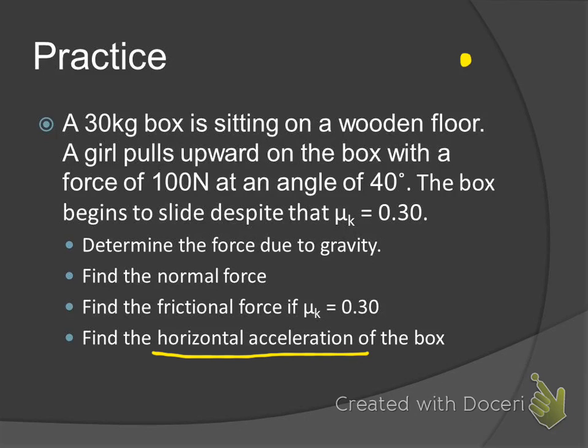All right, so this time our free body diagram looks a little bit different. We've still got our force due to gravity going straight down. We've still got our normal force going straight up. This time we've got 100 newtons at an angle of 40 degrees. And we've still got a frictional force. Does our frictional force go at an angle down like that? No. It needs to go parallel to the surface, so it needs to go straight to the left.